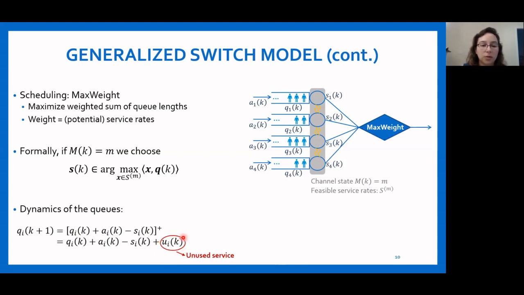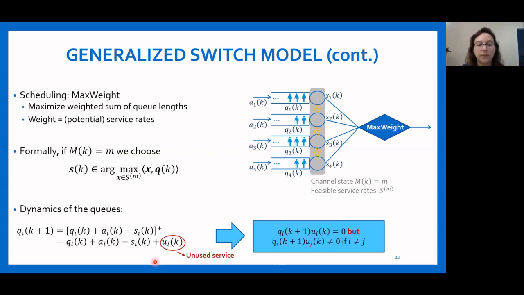Why would we like to add a variable that depends on everything else? Well, because it satisfies a nice condition. And it's that Qi in time k plus 1 times the unused service in time k is always 0. Why? Because if there's unused service, then it means that potential service is larger than queues plus arrivals. So I could have served more packets than the ones that are available. And therefore, it means that if unused service is positive, then the queue length must be 0 in the next time slot. However, if I compare Q length in k plus 1 with unused service in k in different queues, then the product might not be 0.